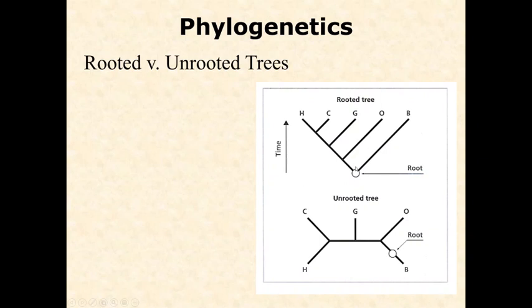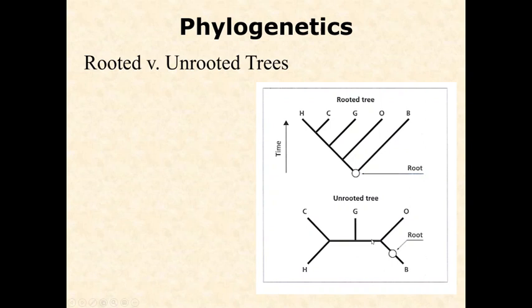So in this rooted tree, we know that the baboon split off from the other primates before the orangutan did. So baboon split off first, then the orangutan, then the gorilla, and humans and chimps are most closely related to one another. So we know the sequence of those events. Unrooted trees still show relationships, but they provide a little bit less information because they don't show us the sequence of events. Now, we can put roots on any branch. And so how do we determine, if I've got a whole bunch of organisms, where that root should go?